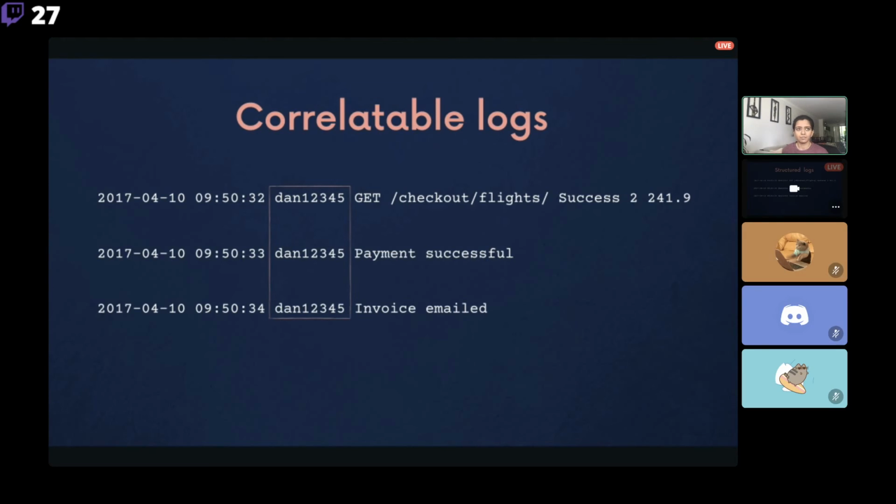So with structured logging and correlatable logs, there was a significant improvement in the searchability of the logs. Once we knew what to search for, it was so much easier to get the information.